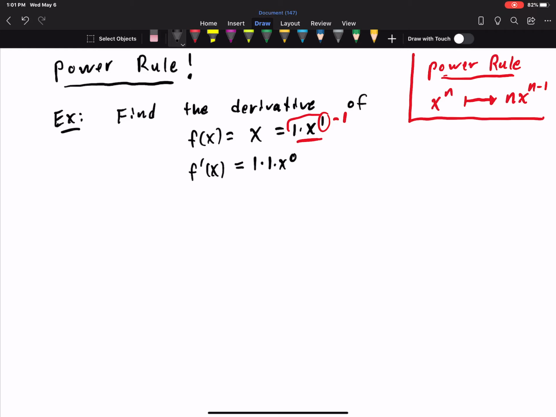Okay, what is x to the 0th? Hopefully you said 1, because it is. So you have 1 times 1 times 1. What's that equal to? 1. Okay, so that is the technical way of doing this.